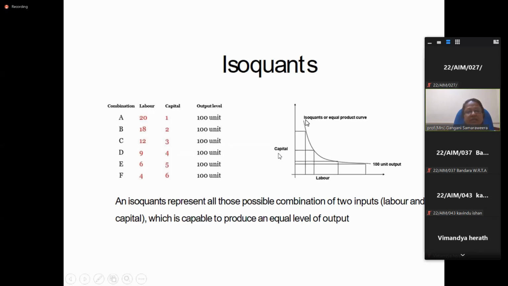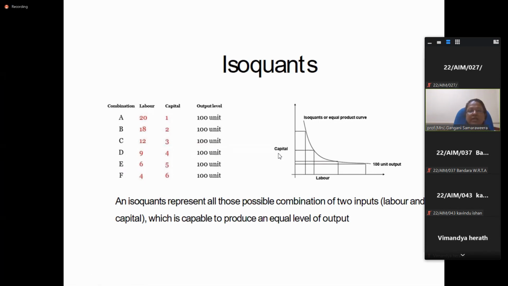So you can see here, capital also changing, labor also changing. Let's say capital, the machine units or money you are changing, and you are taking the same output level. So there are different combinations. Here 20 labor, 1 capital. 18 labor, 2 capital. Just see here, you are using some equipments. Okay, here labor units, people. But you are getting the same output. So that is isoquant.